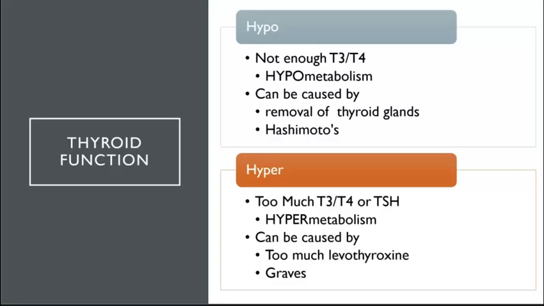Now on the flip side, hyper, having too much T3, T4, we're hypermetabolizing. This can be caused by a primary reason. Could be that initial onset of Hashimoto's autoimmune disease, or it could be Graves' disease, which is also an autoimmune. But Graves' disease is an autoantibody that attaches itself to the stimulating hormone from the pituitary gland.